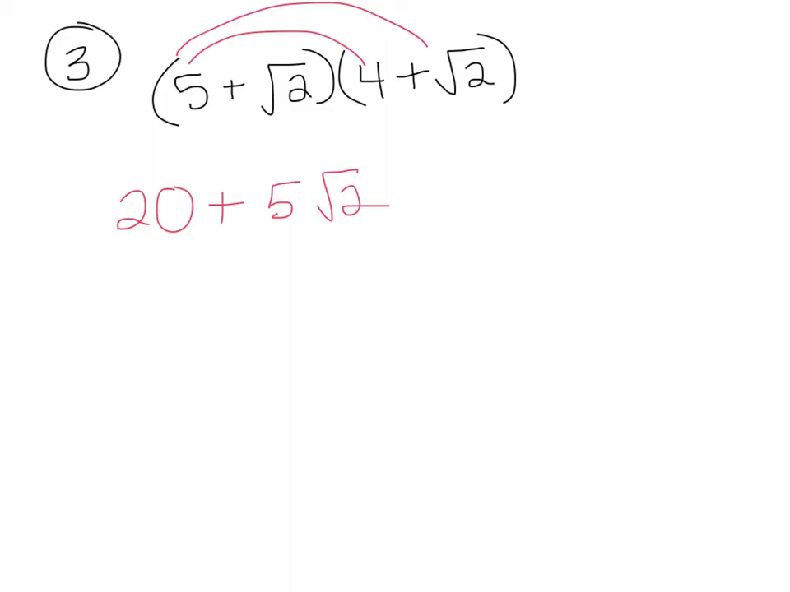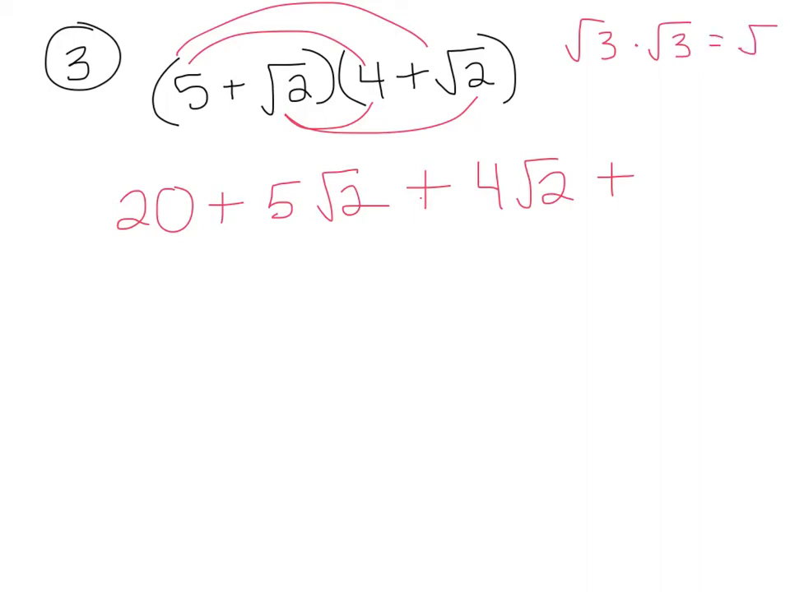Then we move to the square root of 2. Square root of 2 times 4 gives you 4 square root of 2. Square root of 2 times square root of 2 gives you square root of 4. Or, at this point, if you can recognize that a square root times the exact same square root, in other words, square root of 3 times square root of 3, is equal to square root of 9, which is also equal to 3, you can do that as well. So square root of 2 times square root of 2 is just going to be 2.